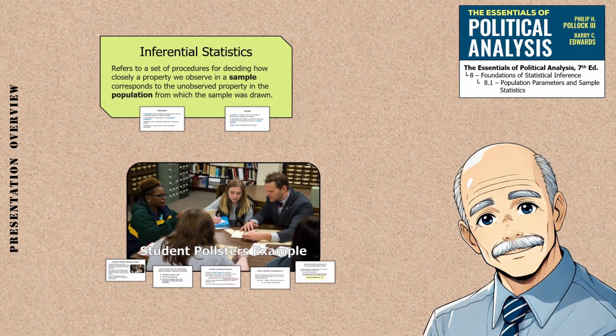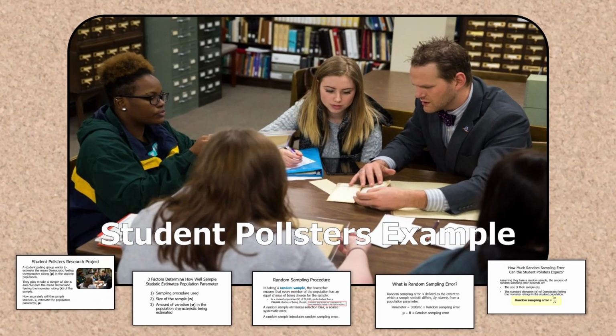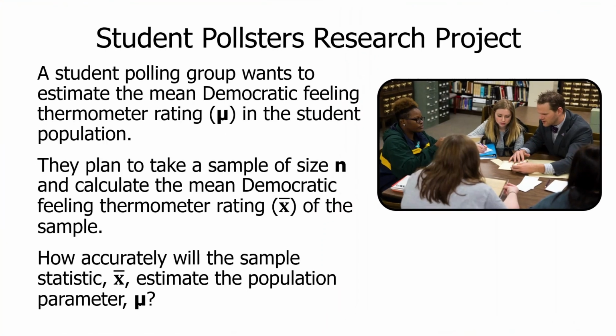Let's say we have a student polling group, and this group wants to estimate the mean Democratic feeling thermometer rating, mu, in a student population. Let's just say the total population is like 20,000 students. So the plan, of course, is to take a sample of size n. Notice that sample sizes, strictly speaking, should be represented by lowercase n, and population sizes, strictly speaking, by uppercase N, although computer software routinely violates that rule, but here we'll follow it.